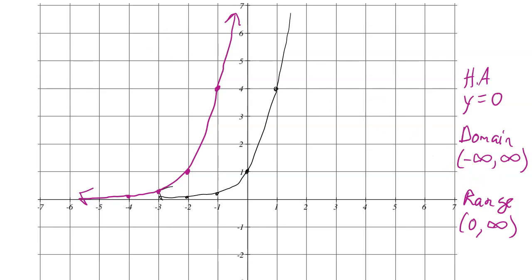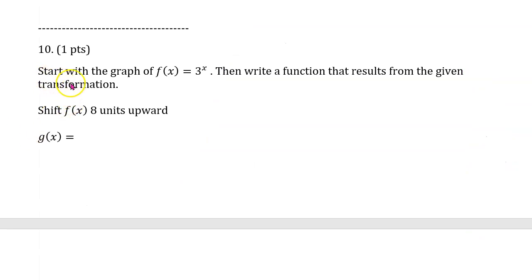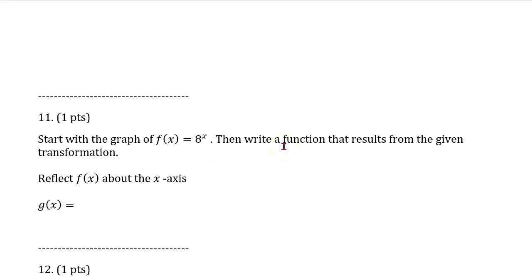Now let's take a look at the next problem. In this problem, it says, start with the graph of f of x equal 3 to the x, then write a function that results from the given transformation. We want to shift the function 8 units up. Moving up or down happens outside the operation. It affects the y, which is not in the exponential. So that means that we simply write 3 to the x plus 8, and that will shift it up 8. How about the next problem?